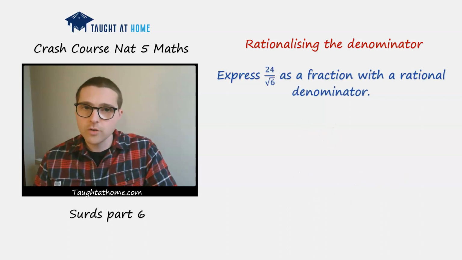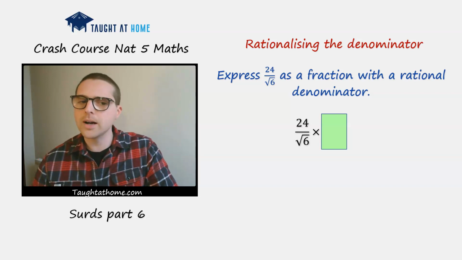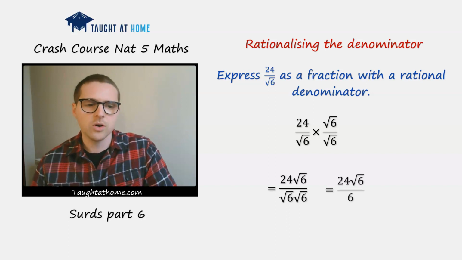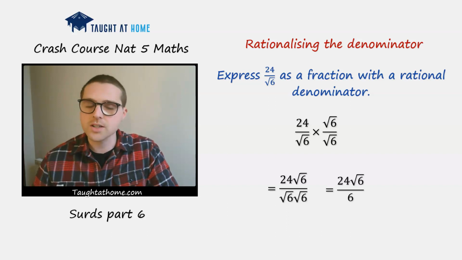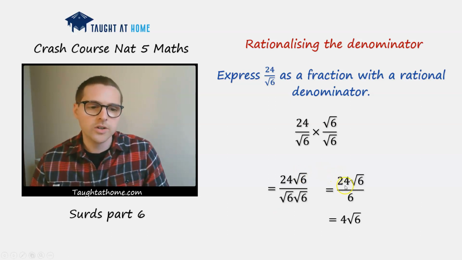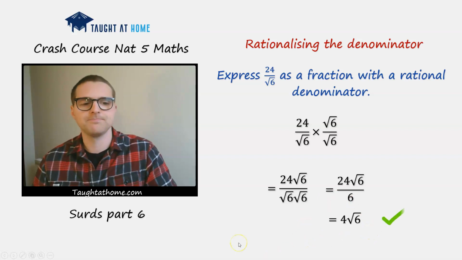Let's have another one. 24 over root 6. So we've got 24 over root 6. We're going to multiply top and bottom by the surd. And what we're left with is 24 root 6 over 6, just like that. And we can actually cancel out the 6, so 24 divided by 6 would be 4 root 6. So this is the answer in its simpler form.